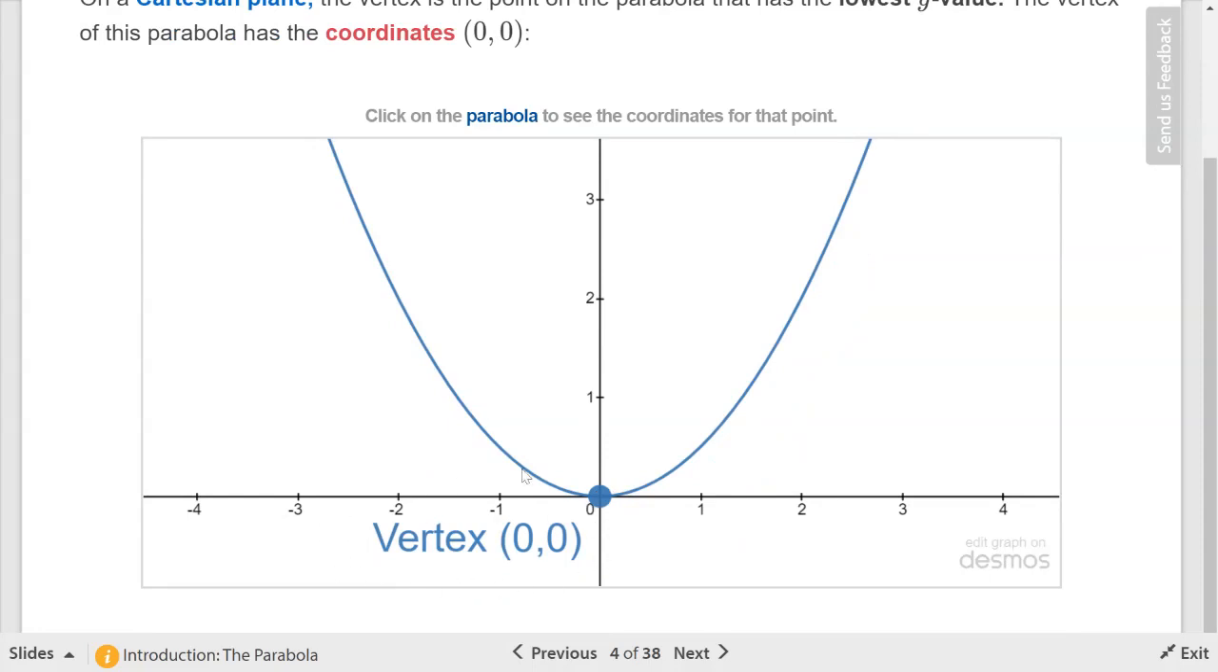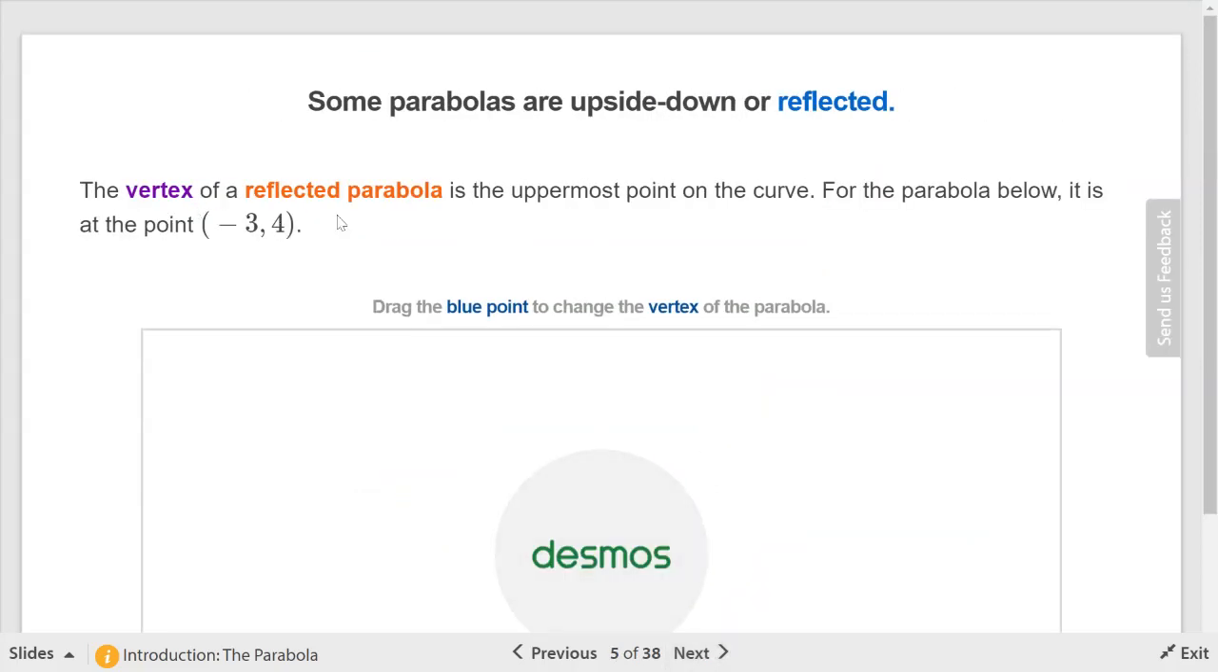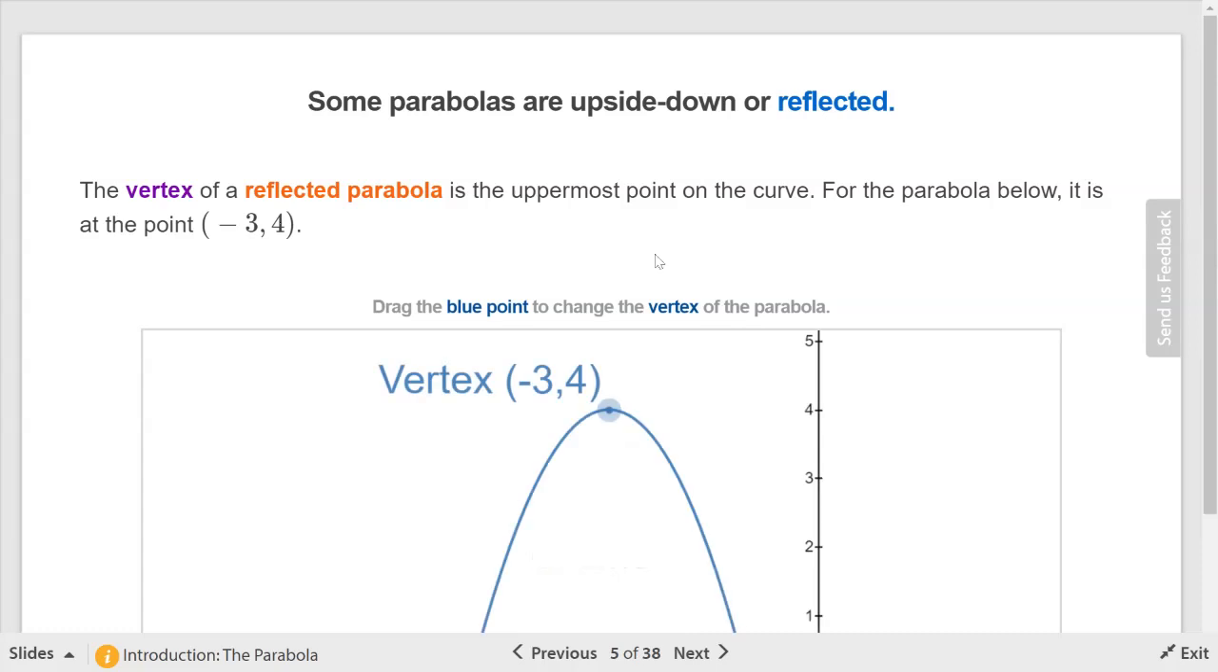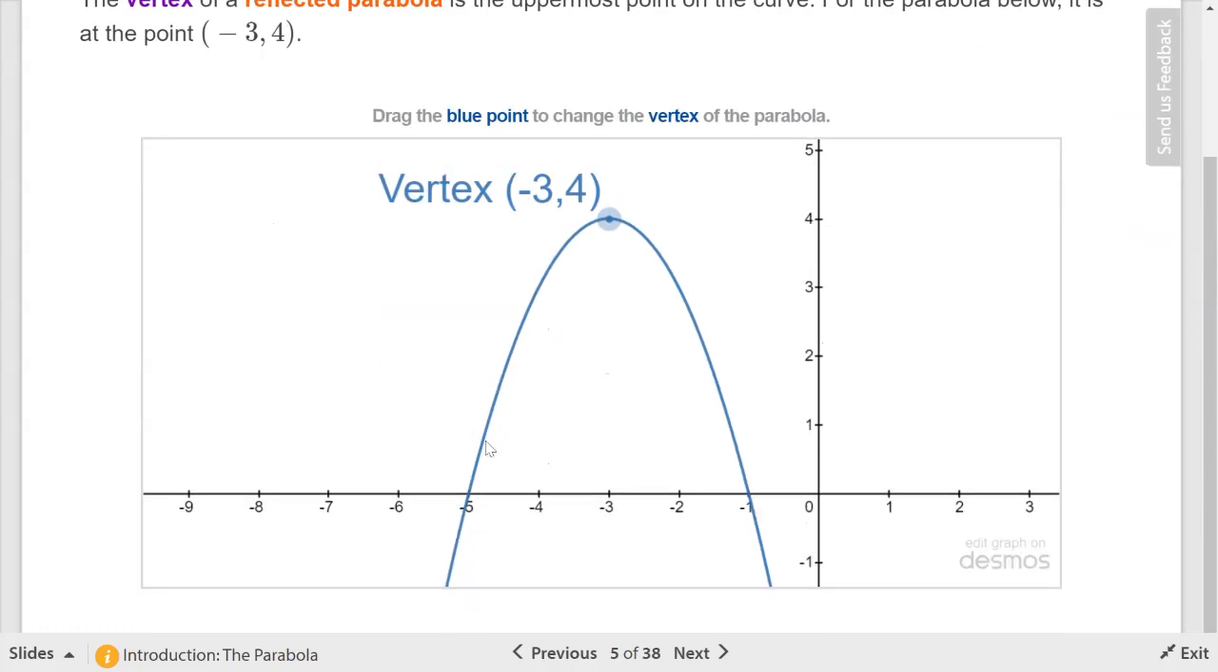Now, another name for the vertex is the turning point, and that's where the parabola would turn. There's an x and a y value that represents the coordinate of a turning point of a parabola. The vertex of a reflected parabola is the uppermost point. And there's the vertex. In this case, we have a reflected parabola where the parabola is going downwards. We're saying it's a sad-shaped graph, right? It's a sad-shaped parabola. And this parabola reaches its maximum point at the y value 4 and at the x value -3. So we have -3 and 4 as the coordinate of this over here.